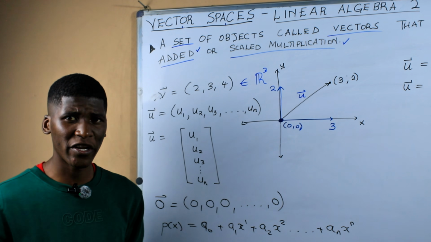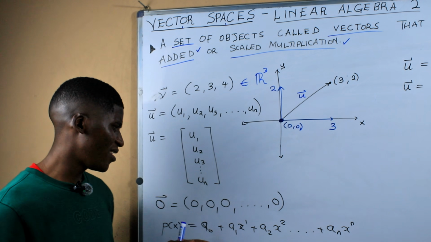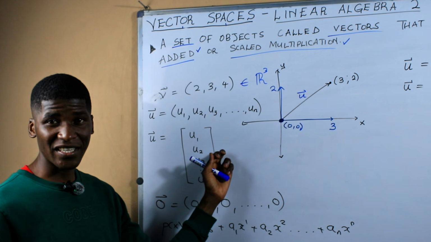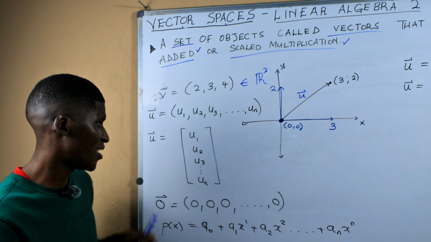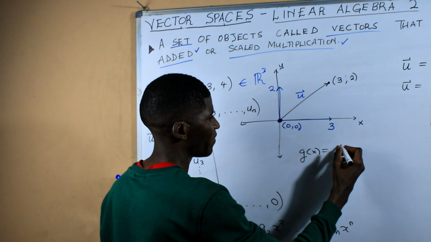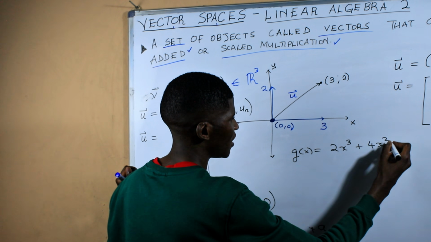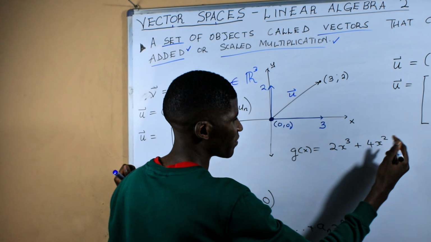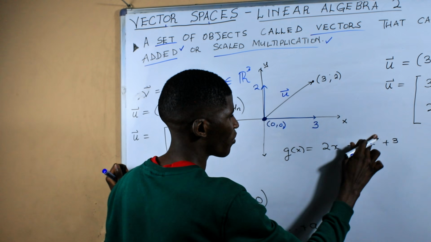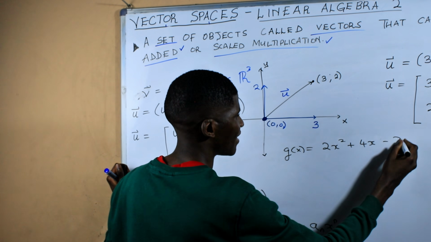I'm sure you know all polynomials. Why can I say that this is a vector space? This is also a vector space because you can represent this as a column vector actually. How can that happen? Let me say you have a polynomial g(x). Let me just take a quadratic polynomial for simplicity's sake: 2x squared plus 4x minus 3.